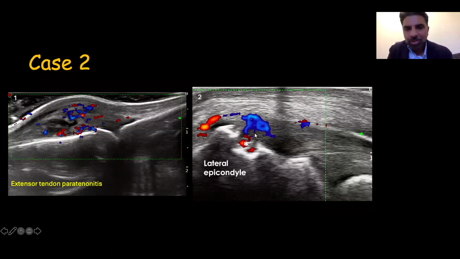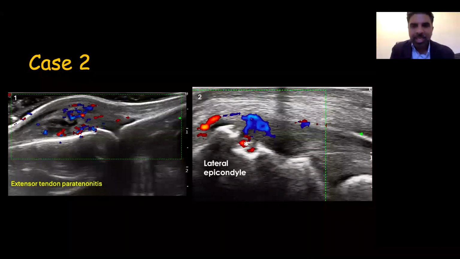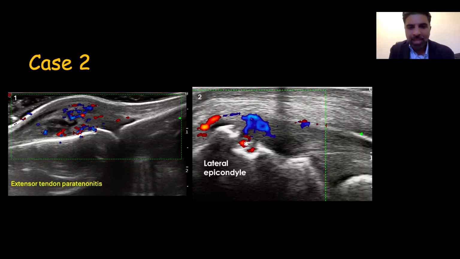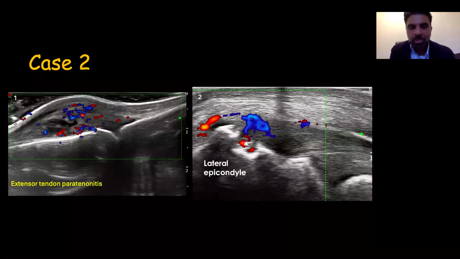If we look at example number 2, this is an ultrasound of a lateral elbow, which indicates some Doppler activity at the lateral epicondyle, indicating that this lady has what we call enthesitis. So enthesitis is usually inflammation at the site of insertion, normally when the tendon inserts onto the bone, which is quite a classic feature of psoriatic arthritis and ankylosing spondylitis.